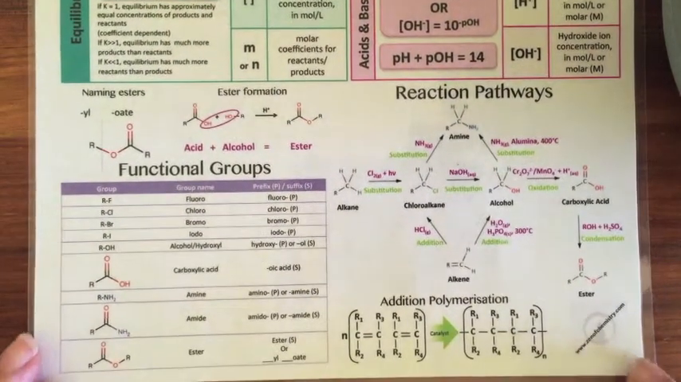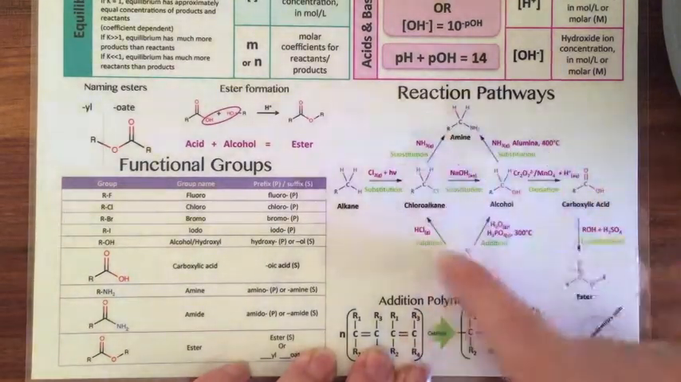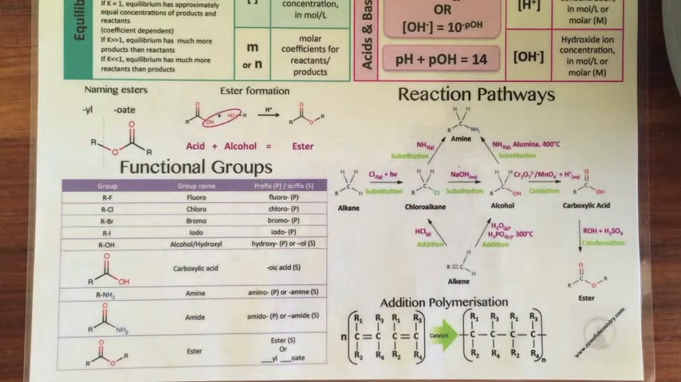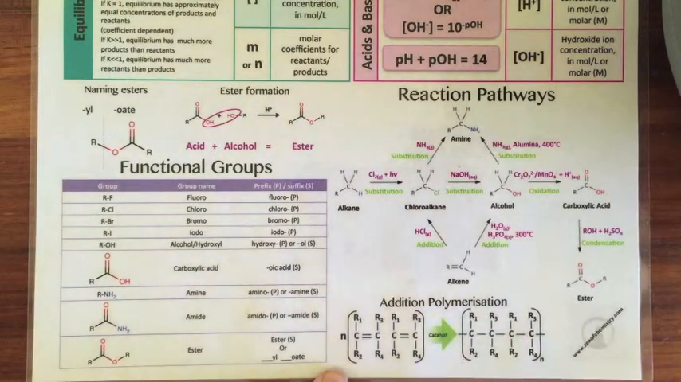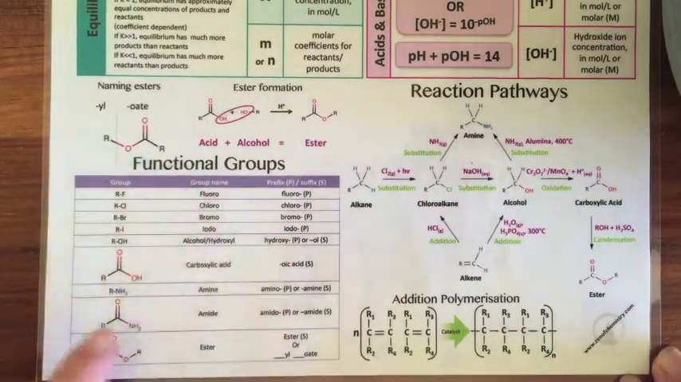To finish off down the bottom, we have our summary of our reaction pathways. So that's something that's quite helpful when you're trying to learn your reaction pathways. Some reactions in addition, polymerization, and ester formation, and then we've also got a summary table for all of our functional groups down the bottom.